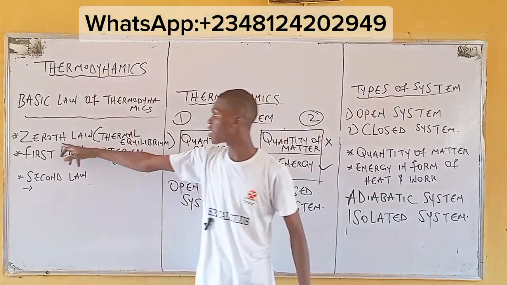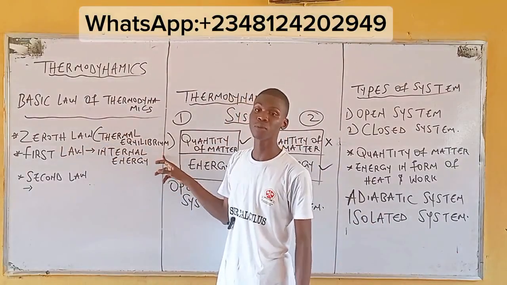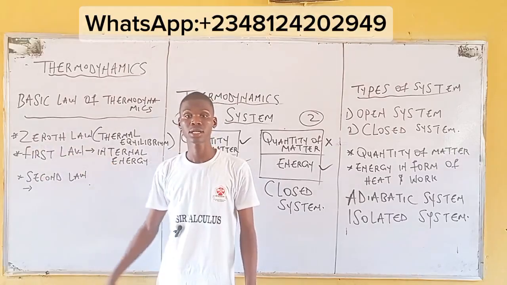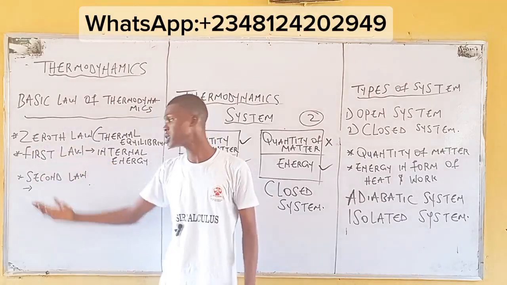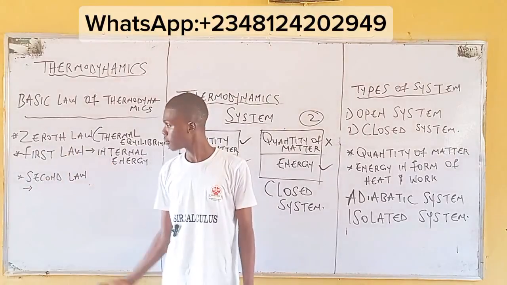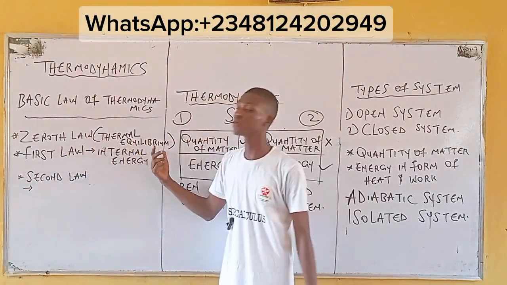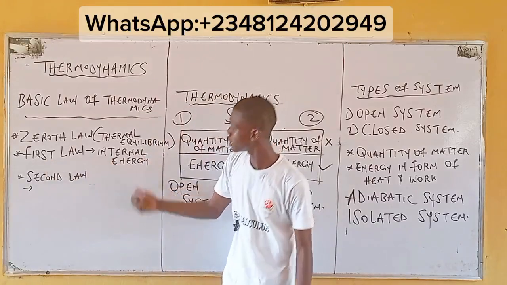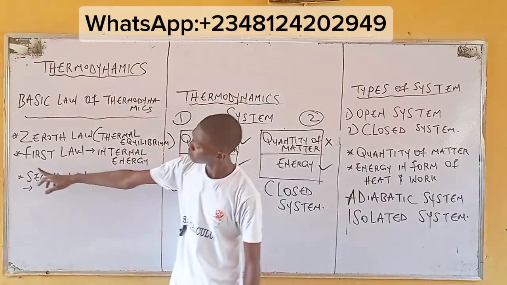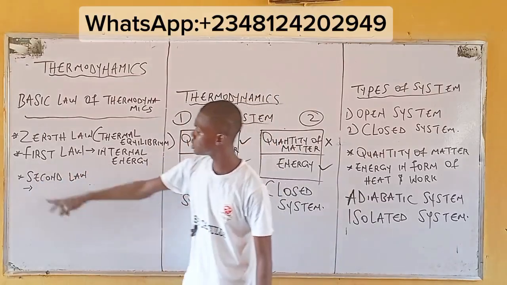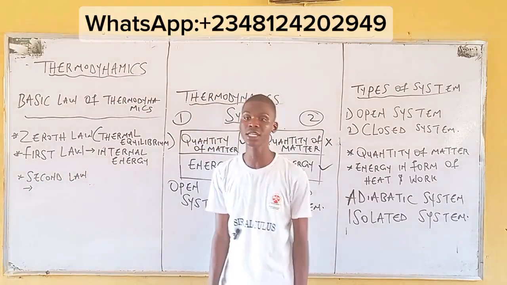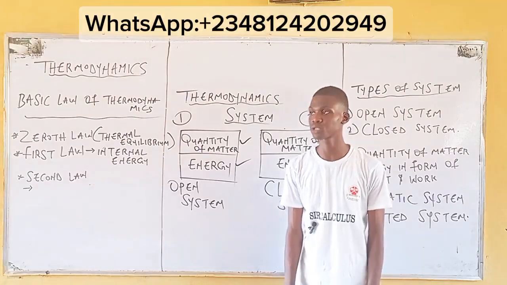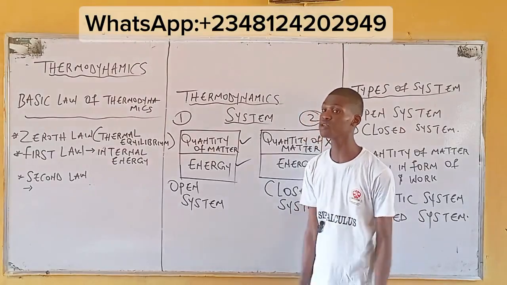We said first, Zeroth law, thermal equilibrium. This is an exam question. When we did our own exam, it came out. Right? So Zeroth law, thermal equilibrium. The second one is talking about internal energy. First law is talking about internal energy. Second law is talking about converting it to work. While third law is talking about what? Entropy.